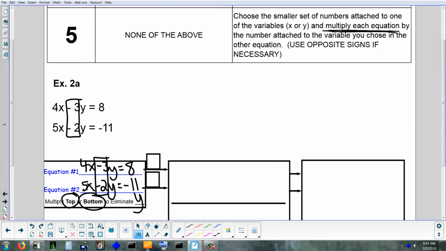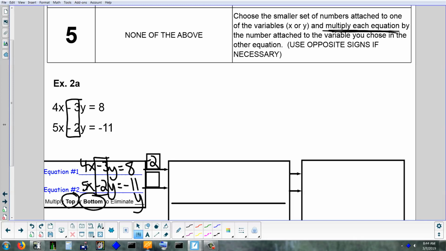Alright, so it says multiply each equation by the number attached to the variable you chose in the other equation. So I'm looking at the y's, right? Top equation, right? It says look at the number, I'm eliminating y, look at the number attached to y in the other equation. If I'm looking at the top one, what's attached to y in the other equation? Negative 2. Negative 2. All right.